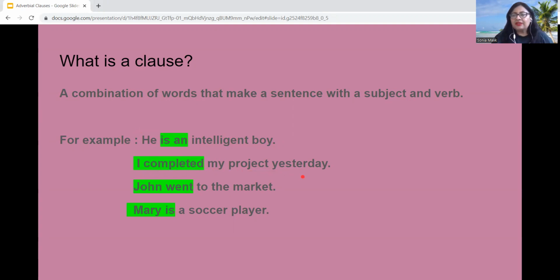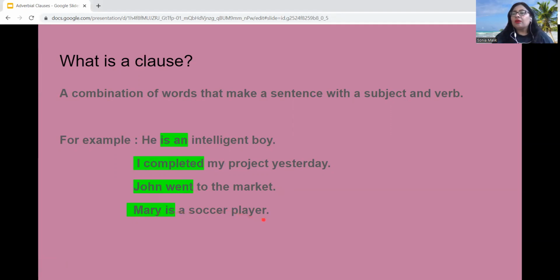I completed my project yesterday. I is the subject, that is the pronoun, and we're talking about I, me. So completed. What did I do? Completed. John went to the market. John is the subject and went is the verb.